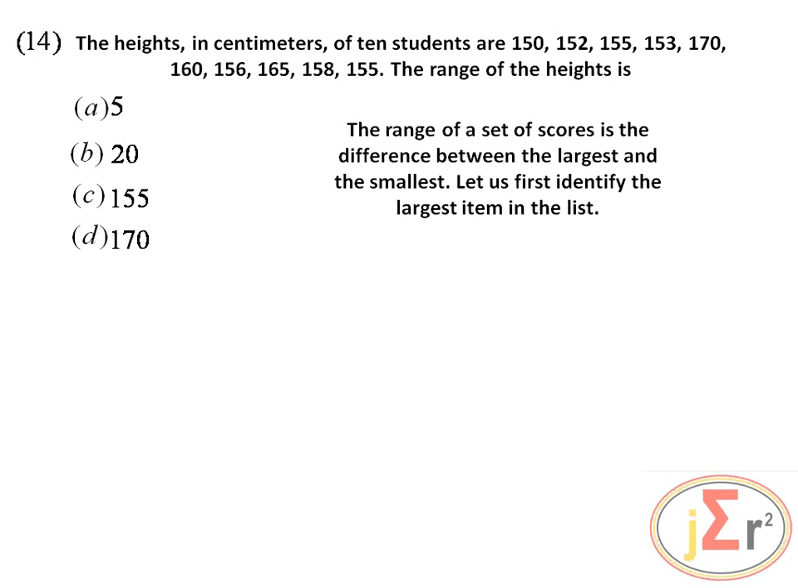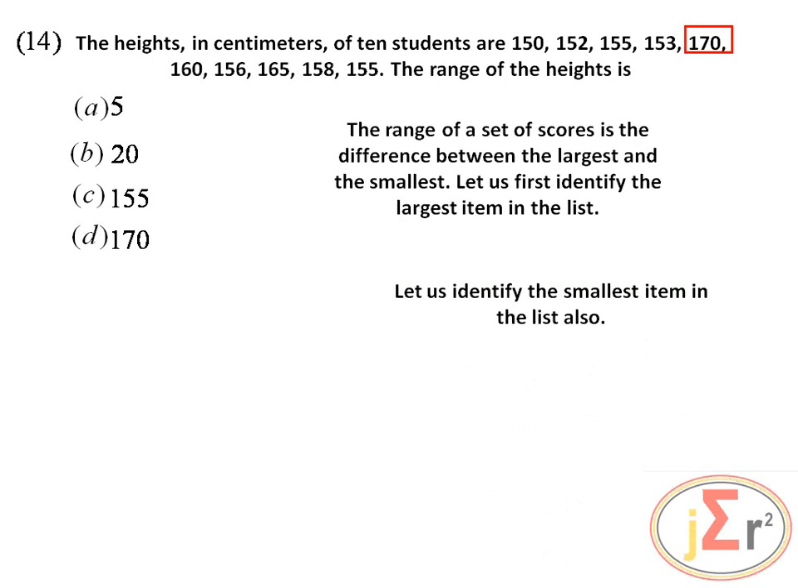Let us first identify the largest item in the list. Where is that? 170. That is the largest item in the list. We cannot find the range unless we can identify the largest and the smallest, because the range is the difference between those two. So what do we do next?